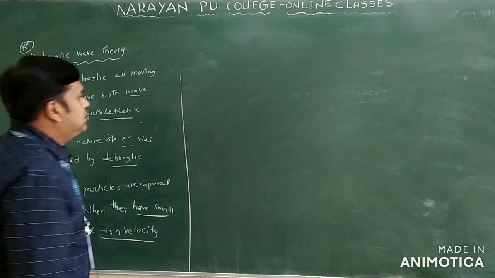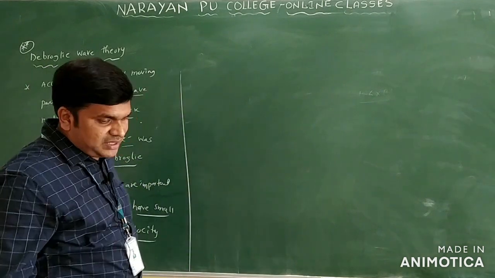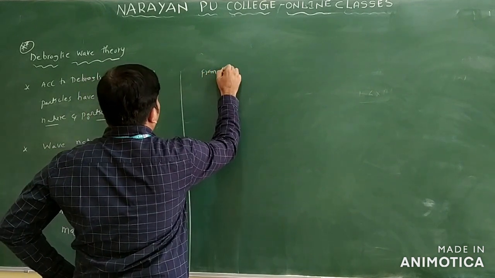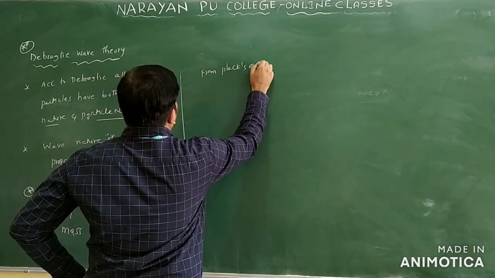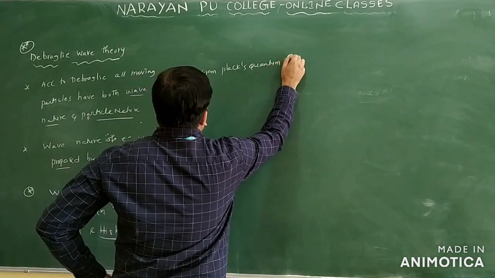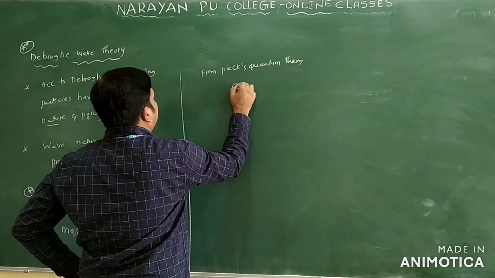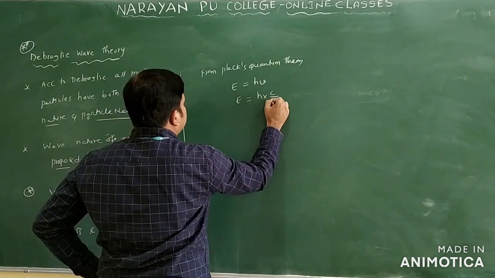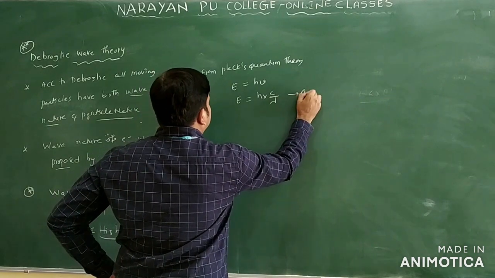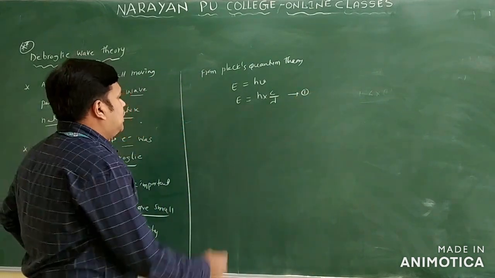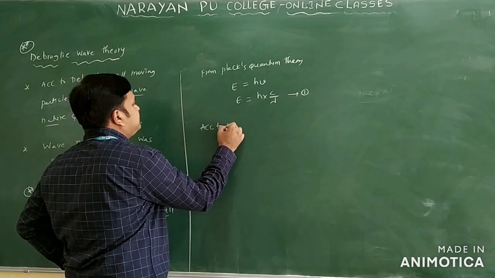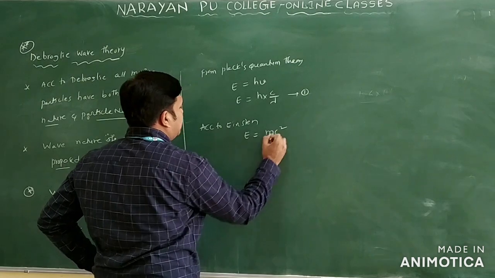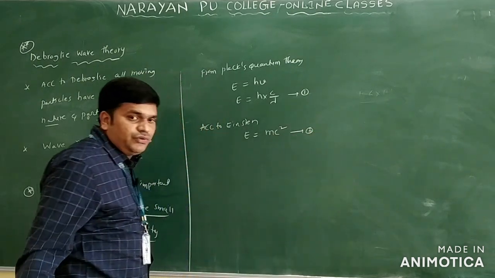From this we can derive the expression for de Broglie wave theory. We are using Planck's quantum theory. From Planck's quantum theory, you know the formula E is equal to h nu, or you can write E is equal to h into c by lambda. This is equation 1. And one more, according to Einstein, E is equal to mc square. This is equation 2.